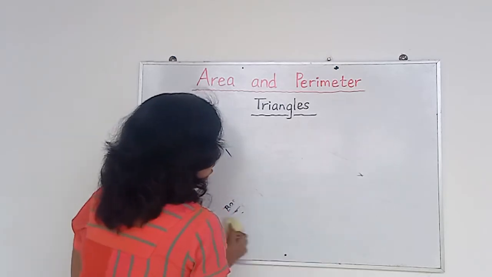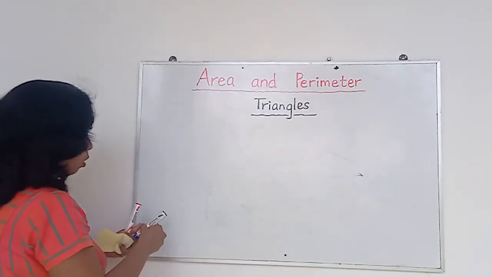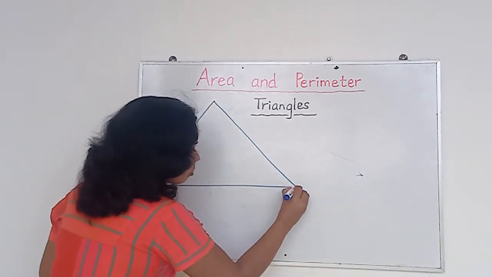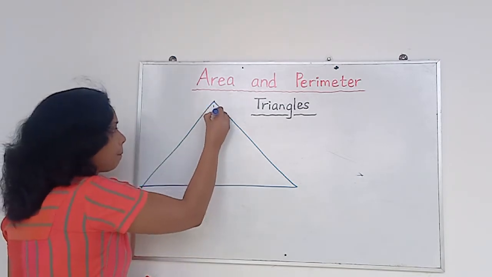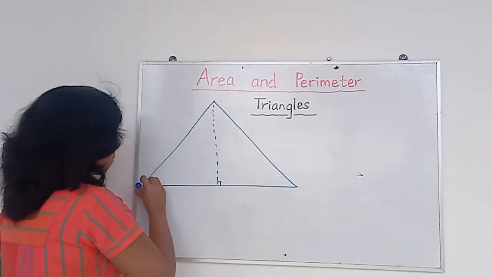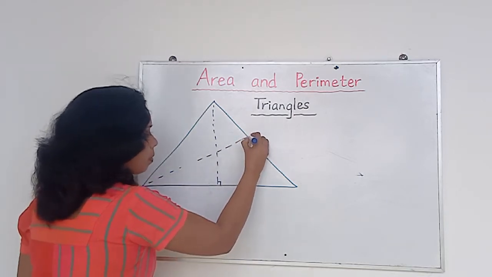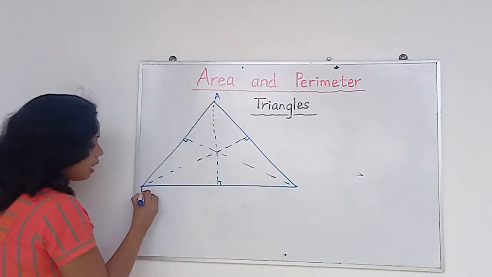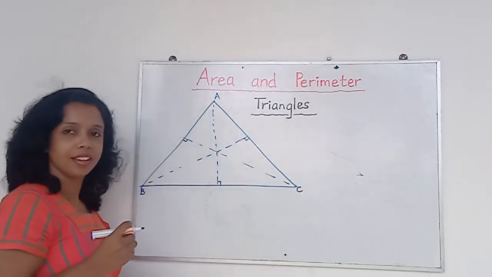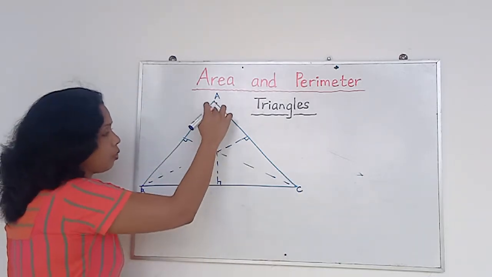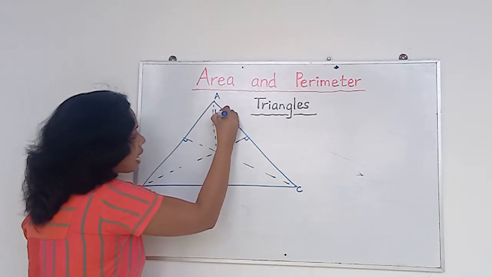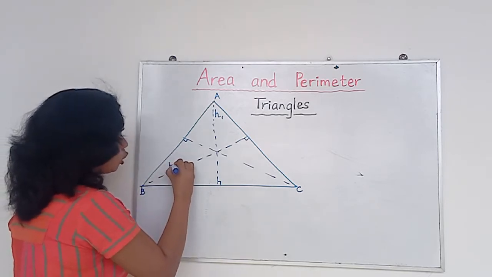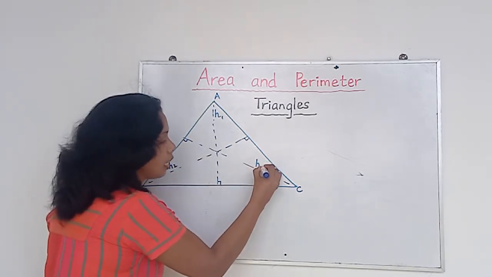It's like this. Now I am going to draw a big triangle again. Okay. So let's say this is A, this is B, and this is C. The height I draw here, I mark this as H1. And this one I mark as H2. And this is H3.